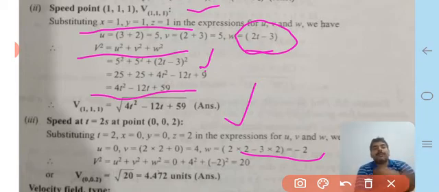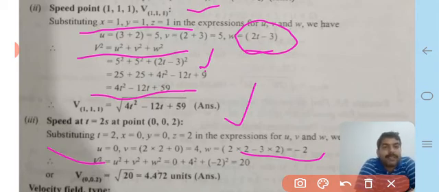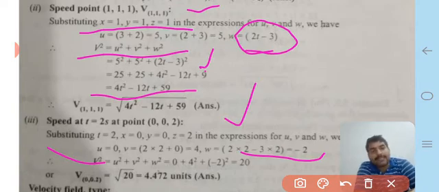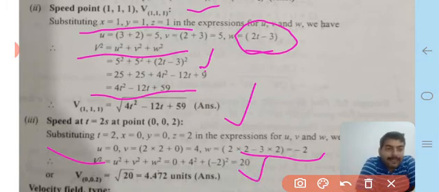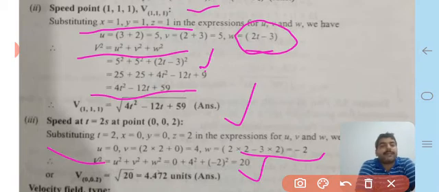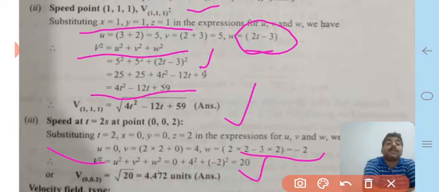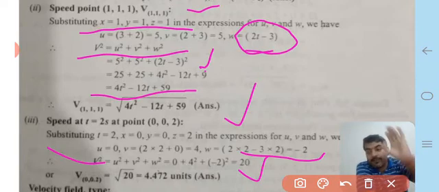Now using the standard equation V² is equal to u² plus v² plus w², putting the values of u, v and w, V² is equal to 20, and the square root of 20 is 4.472 units. Therefore, we can say the speed at time t equal to 2 s at point (0, 0, 2) is 4.472 units.